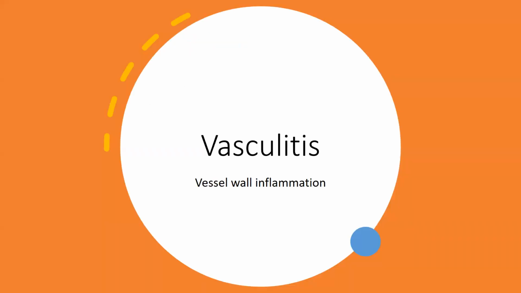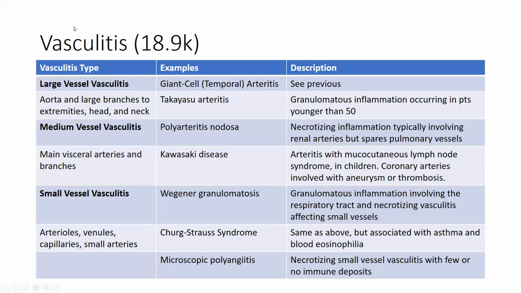All right, these are the more fun ones. Vasculitis, wherein the vessels get inflamed. So we have multiple different types of vasculitis. We already talked about one. A large vessel vasculitis that we already discussed is giant cell or temporal arteritis. We also have another large vessel vasculitis. You can see the aorta and large branches to the extremities, head and neck, like the Takayasu arteritis. I haven't seen this one asked about that much, except that it's granulomatous in etiology, and it typically is in younger patients versus giant cell, which is in elderly patients typically, so that'd be a differentiation.